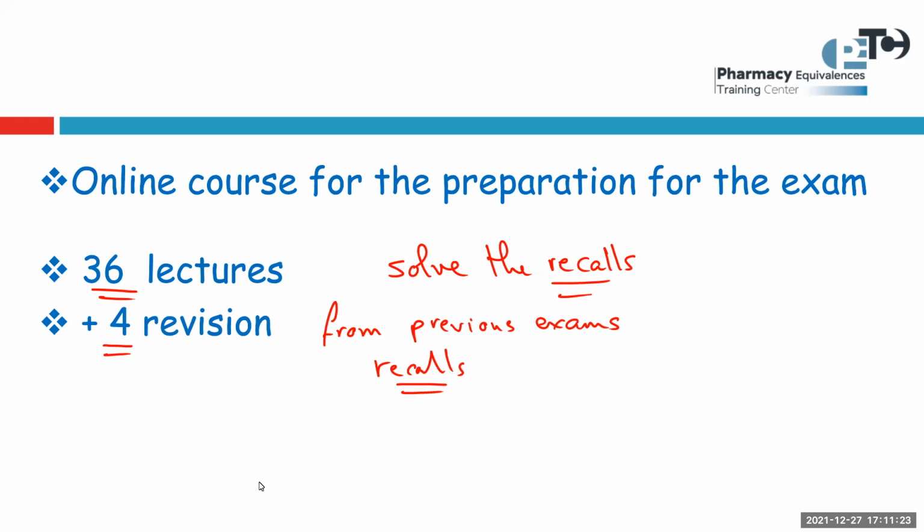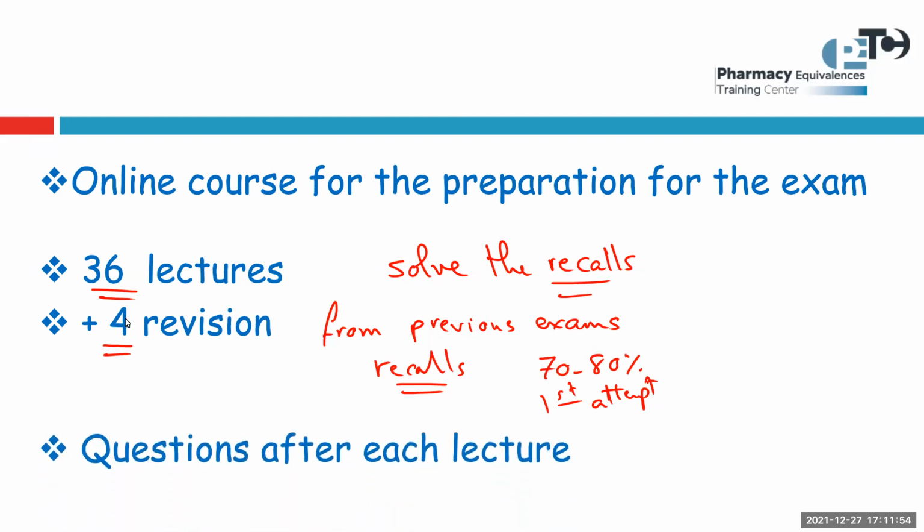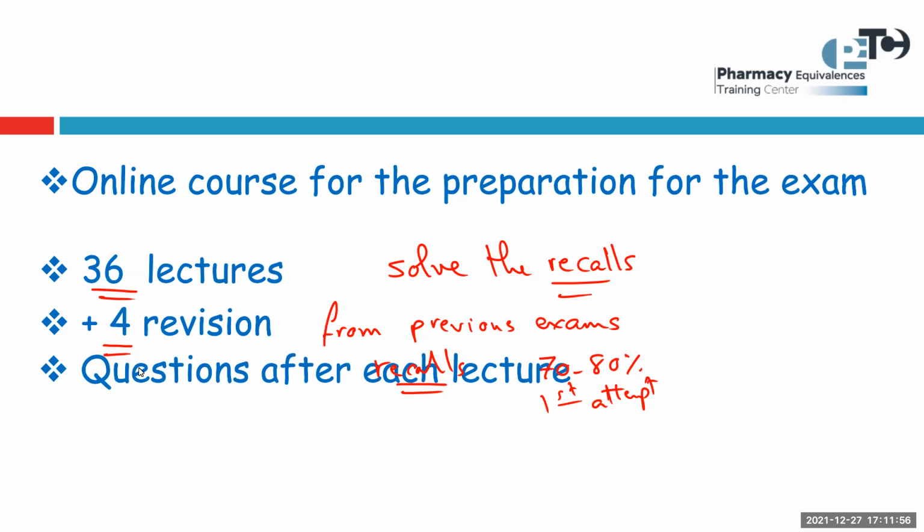So the percentage of repetition of these questions is from 70 to 80%. So you will get about 70 to 80% of the exam that you will have. Okay, this will be very good and will help you to pass from the first attempt. Okay, so we have 36 lectures, 4 revisions, questions after each lecture, quizzes after each chapter.